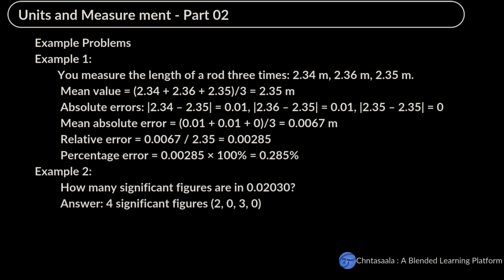Mean absolute error is equal to the average of all absolute errors, which is equal to 0.0067 meter. Relative error is equal to mean absolute error divided by mean value, which is equal to 0.0067 divided by 2.35, which is equal to 0.00285. Finally, percentage error is equal to 0.285%. Here is another example done for you.